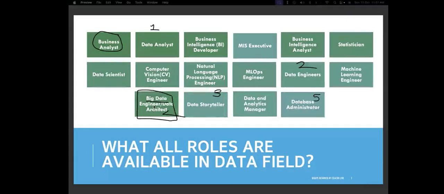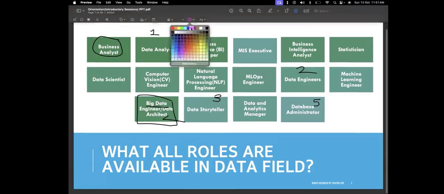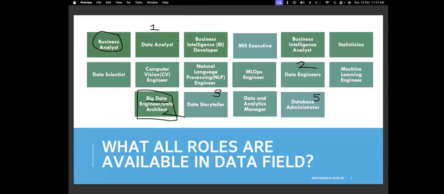is called a big data engineer. It is called big data because you have to work on a large amount of data, and that is why they are called big data engineers. So that is about a data analyst. Once you are a data analyst, you can play all these roles.